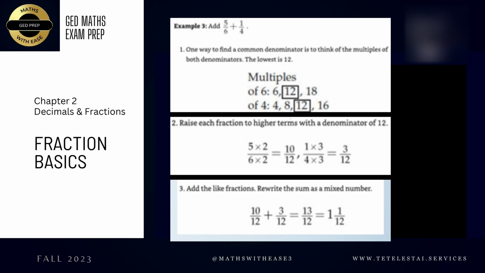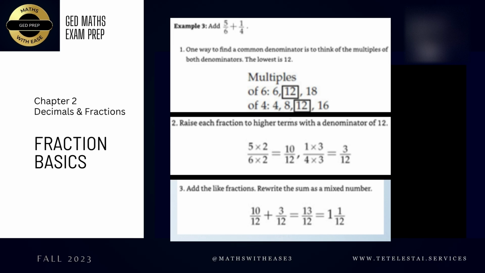And so now we've put our fractions into like terms, and it's now easy for us to add, right? So 10 over 12 plus 3 over 12 is 13 over 12. And this is not its lowest form, right? So we need to divide 12 into 13, and that gives us 1, okay? And then we have 1 left over, okay? And that's where this 1 comes from, 1/12, okay?